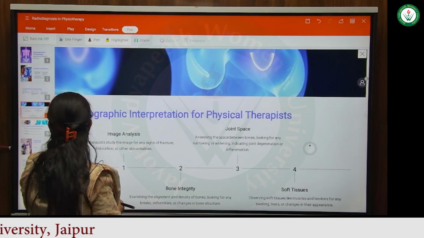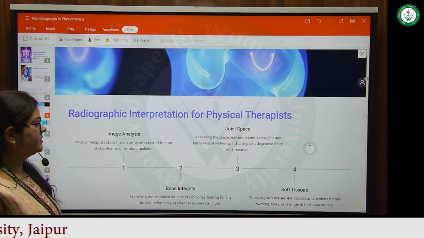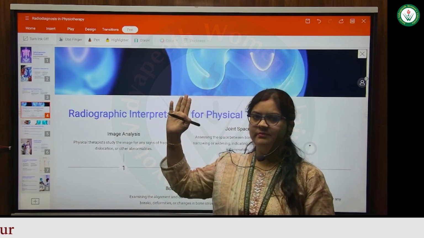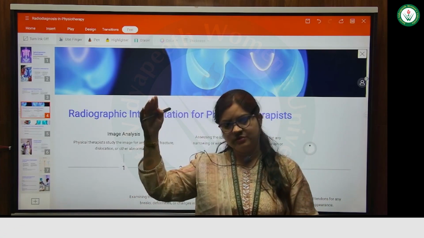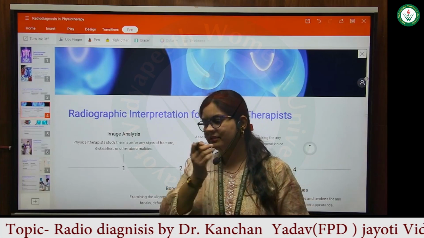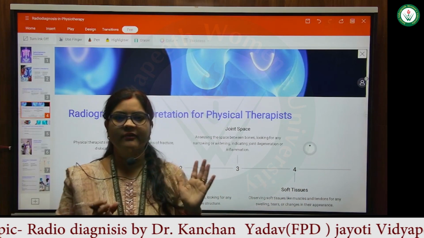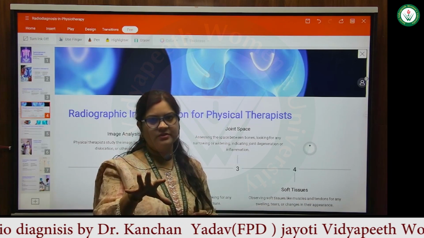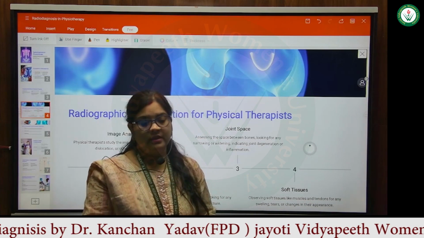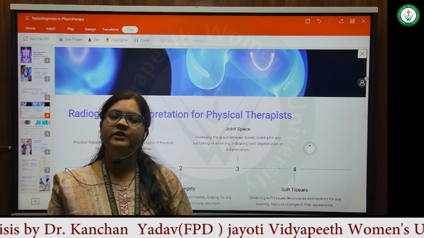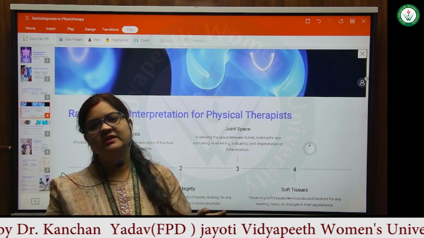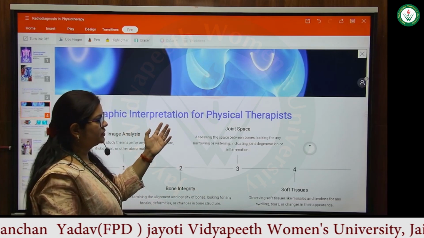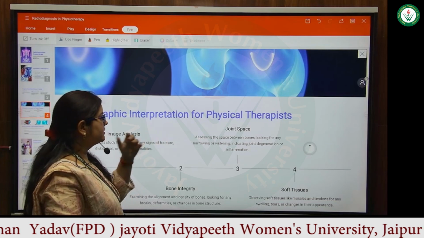With this, the next slide we have the radiographic interpretation for physical therapists. As we have said in the previous slide, there are three components which we have to focus on. The first one is the understanding of radiographic techniques or the images. The second one is the medical interpretation, that is, what the physical therapist uses.